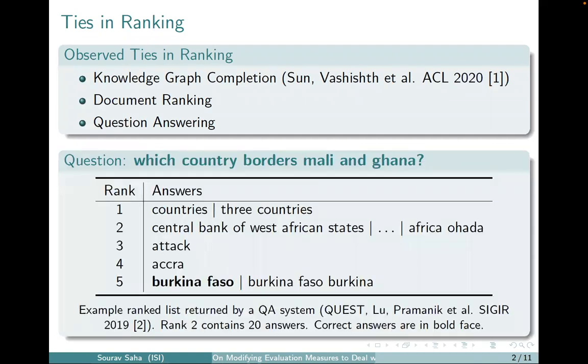So let us look at a specific example. First, let us say a question answering system by Lou Pramanik et al. at SIGIR 2019. The system is named Quest. In response to the question, which country borders Mali and Ghana, the ranked list looks something like this. The first rank contains 2 answers, the second one contains 20 answers, and the correct one is present in the fifth rank.